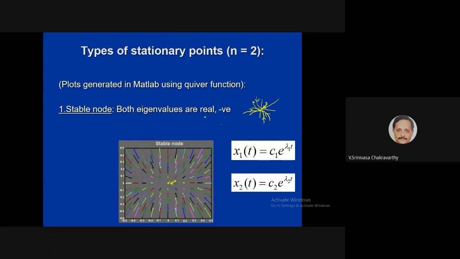So when the eigenvalues are real and negative, definitely the fixed point is stable, and such a fixed point is called a stable node, where you call it a node when the eigenvalues are real. When the eigenvalues are complex, you call it something else. So node refers to the fact that eigenvalues are real. Stable refers to the fact that eigenvalues are negative and the flow is pointed towards the fixed point. So any perturbation will be corrected, bringing the system back to the fixed point.